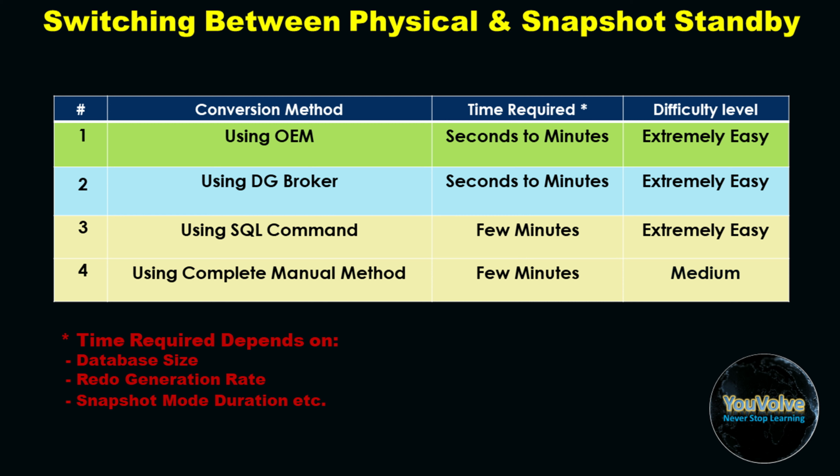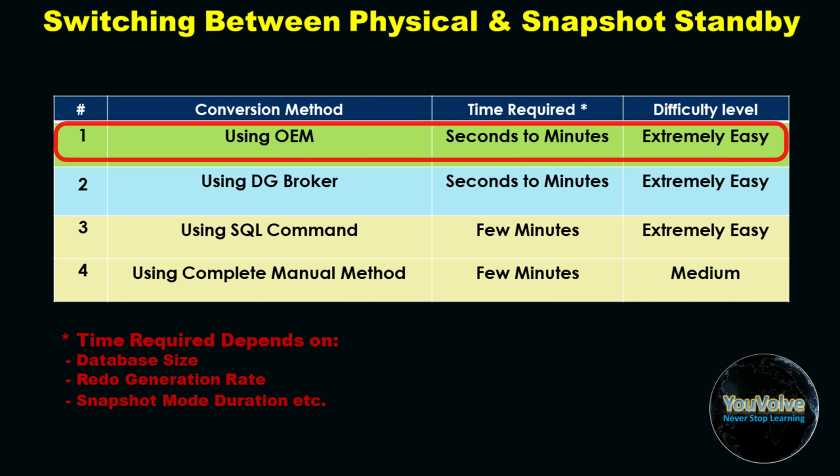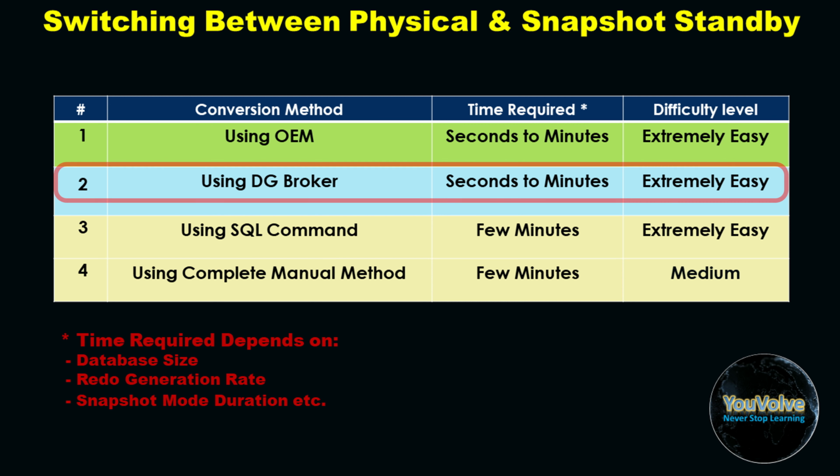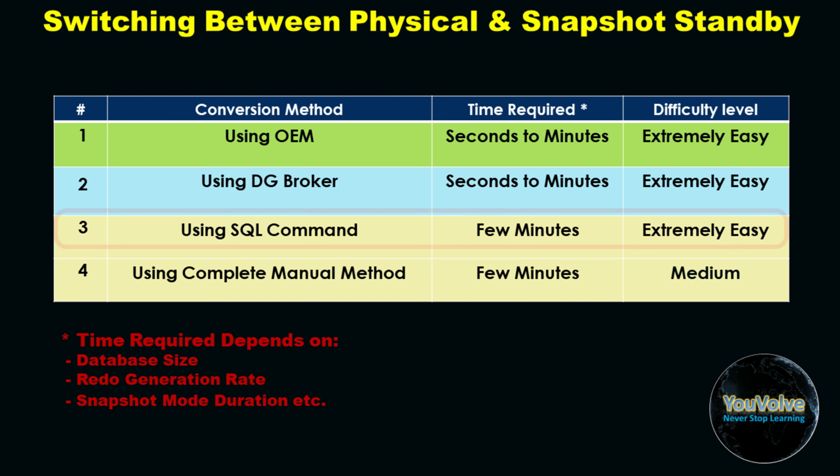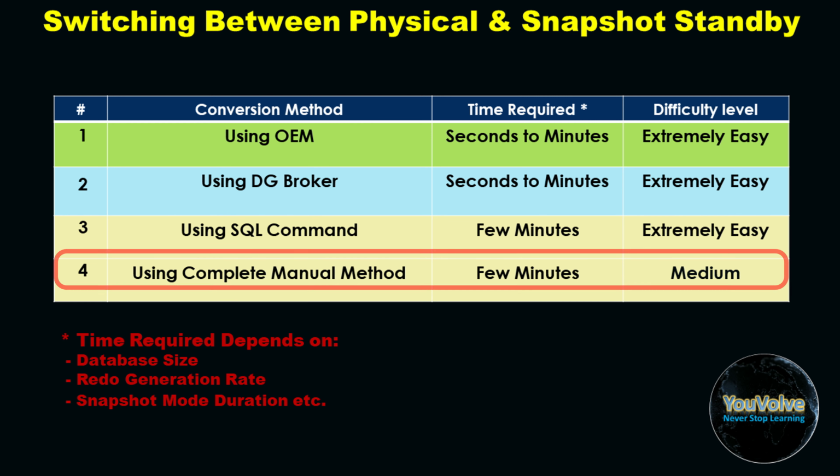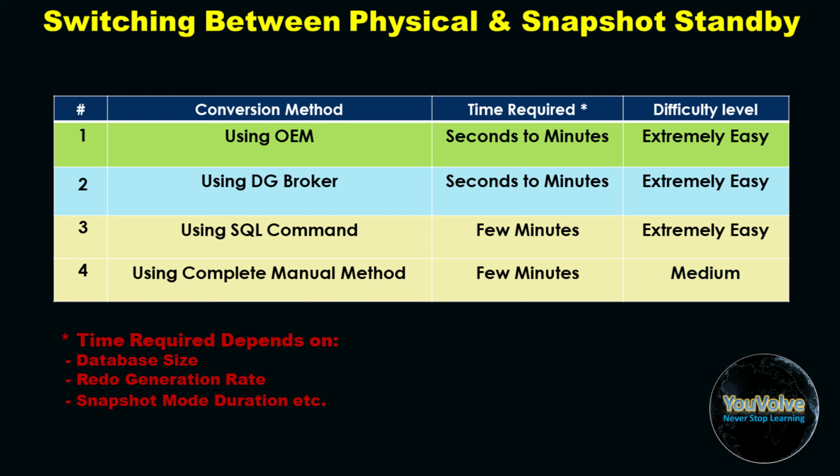There are 4 different methods to achieve this. First, using OEM. Second, using data guard commands. Third, using SQL commands. And fourth, using complete manual steps. In this series, as we are mainly emphasizing OEM techniques, I will show you the first method using OEM and the second method using data guard broker commands. The full commands and steps for the third and the fourth methods are given in the description of this video below, and if you want, you can copy those commands from there. So let's start. First, using OEM.